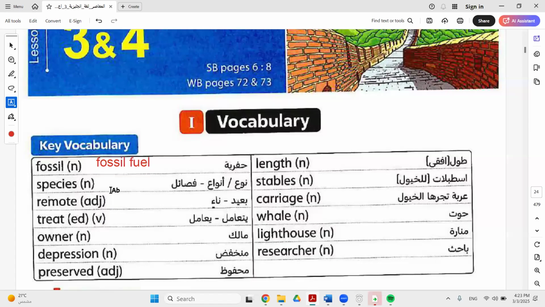Fossil fuel. Species. I connect the word species with animal species. A lot of animal species are endangered. لا ده أنا بشوفها مع كلمة صفة endangered more than endangered species. يلا خد نوتس معايا كده. Endangered species. Endangered species. Remote.